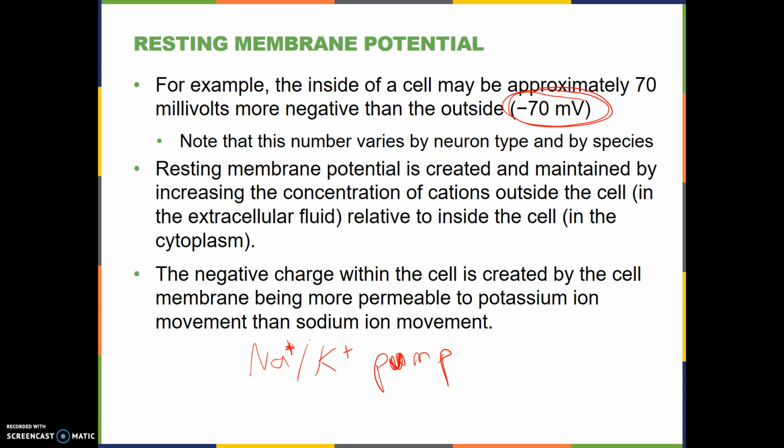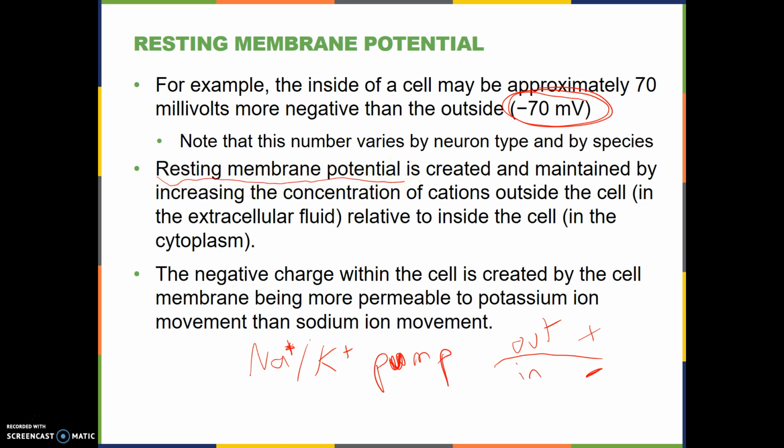So you can tell that if this is the outside of the neuron and this is the inside, there's going to be more positive charges on the outside and more negative on the inside, because 3 sodium ions would be more than 2 potassium ions. So the sodium potassium pump maintains the resting membrane potential in neurons.